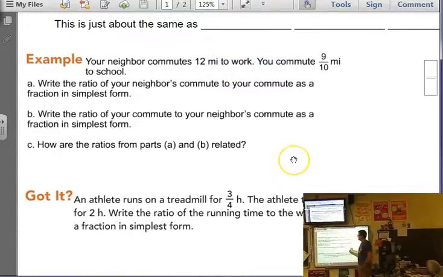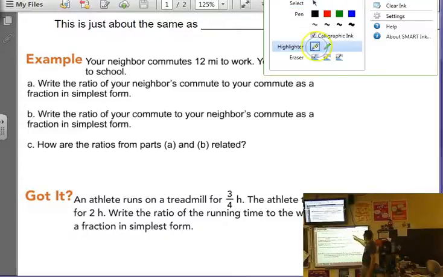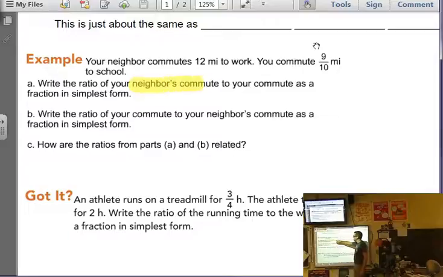So your neighbor commutes 12 miles to get to work. You commute 9/10 of a mile to get to school. Nice for you. Write the ratio of your neighbor's commute to your commute as a fraction in simplest form. So let's look at what it's asking. Neighbor's commute to your commute. The order tells me what to do.